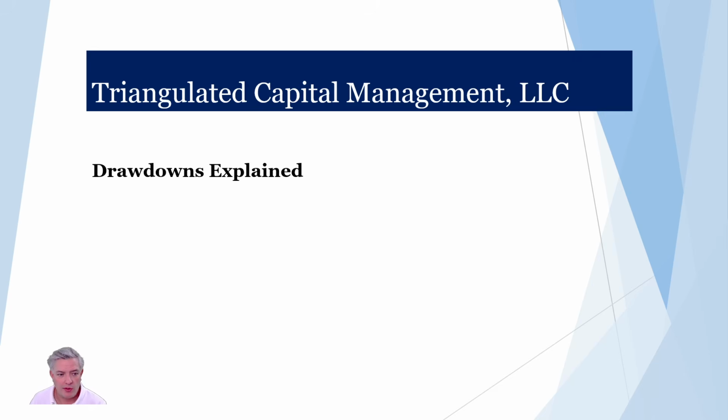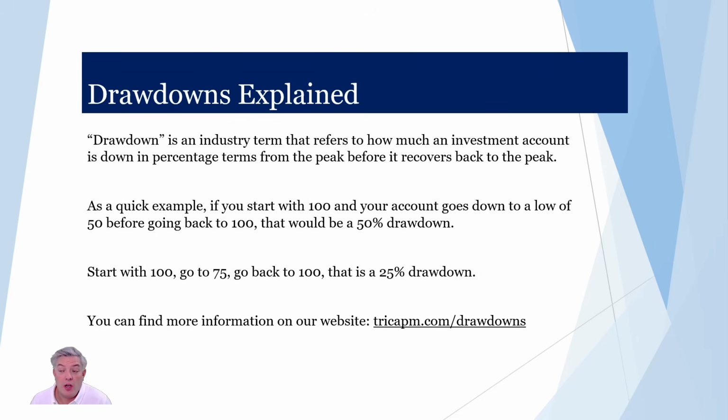Okay, so let's start with a little definition of drawdowns. A drawdown is an industry term that refers to how much an investment account is down in percentage terms from the peak before it recovers back to the peak. So best to figure this out with a quick example. If you start with 100 and your account goes down to 50 and then goes back to 100, you were down 50%, so that's a 50% drawdown.